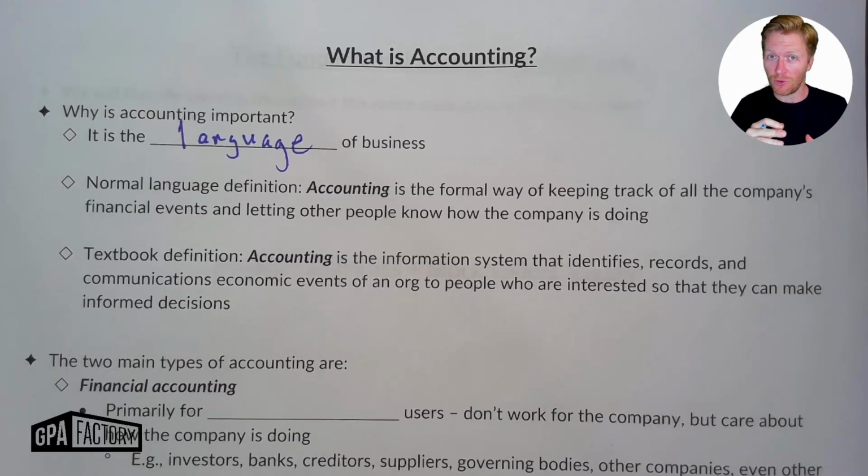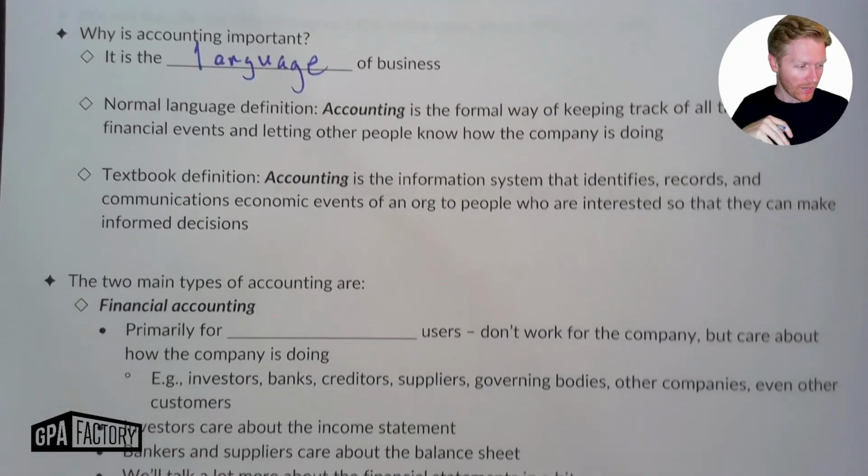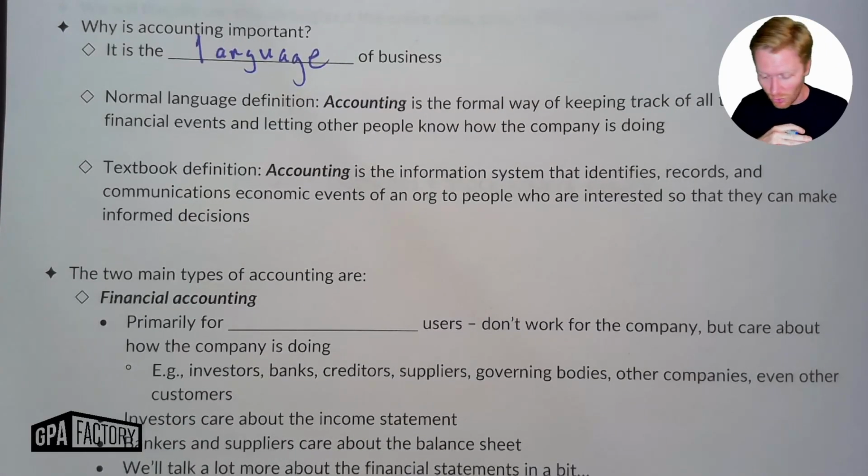If you and I were talking out at a bar or something, here's what I would say. Accounting is the formal way of keeping track of all the company's financial events, letting other people know how the company is doing. Other people being inside of the company or outside of the company. The textbook definition, this is where it gets a little bit confusing and boring, is accounting is the information system that identifies, records, and communicates economic events of an organization to people who are interested so they can make informed decisions. All of that is to say that it's taking financial information about a company and trying to organize it in a way for people to look at that information and be able to make sound decisions based on it.